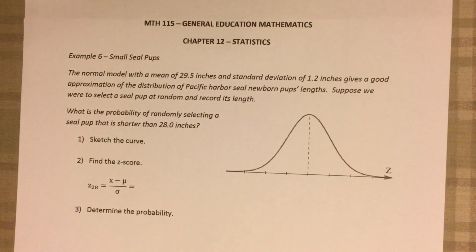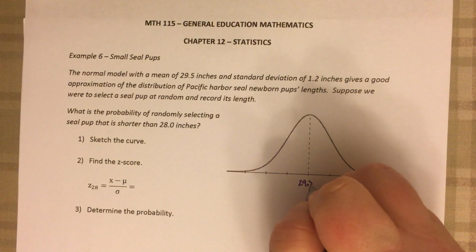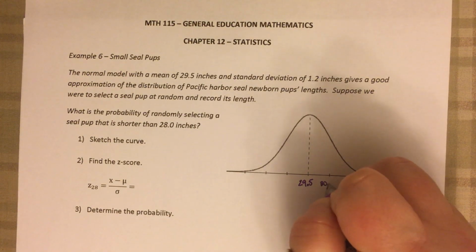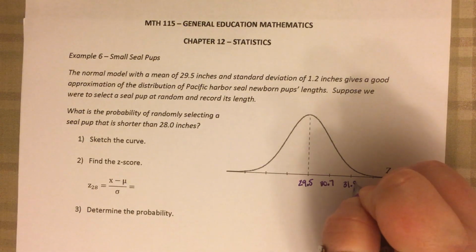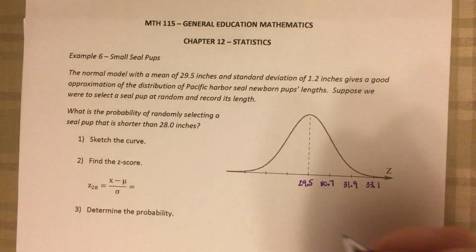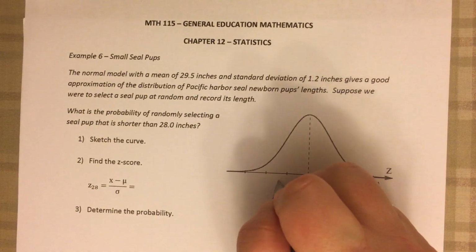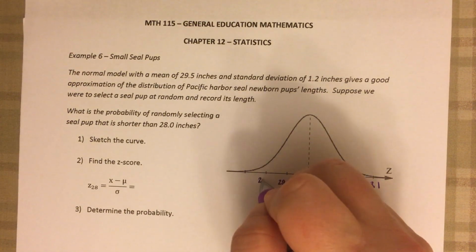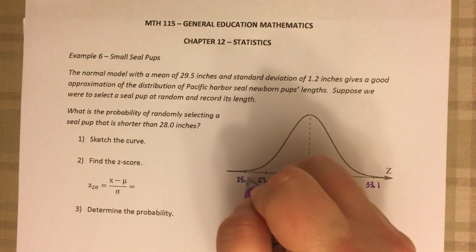So the first thing we're going to do is label our normal curve. Our mean is 29.5, so we're going to start with that. Then as we move to the right, we're going to add 1.2 every time. So we get 30.7, 31.9, and 33.1. Then we're going to go back to the beginning, subtract 1.2 each time: 28.3, 27.1, 25.9.